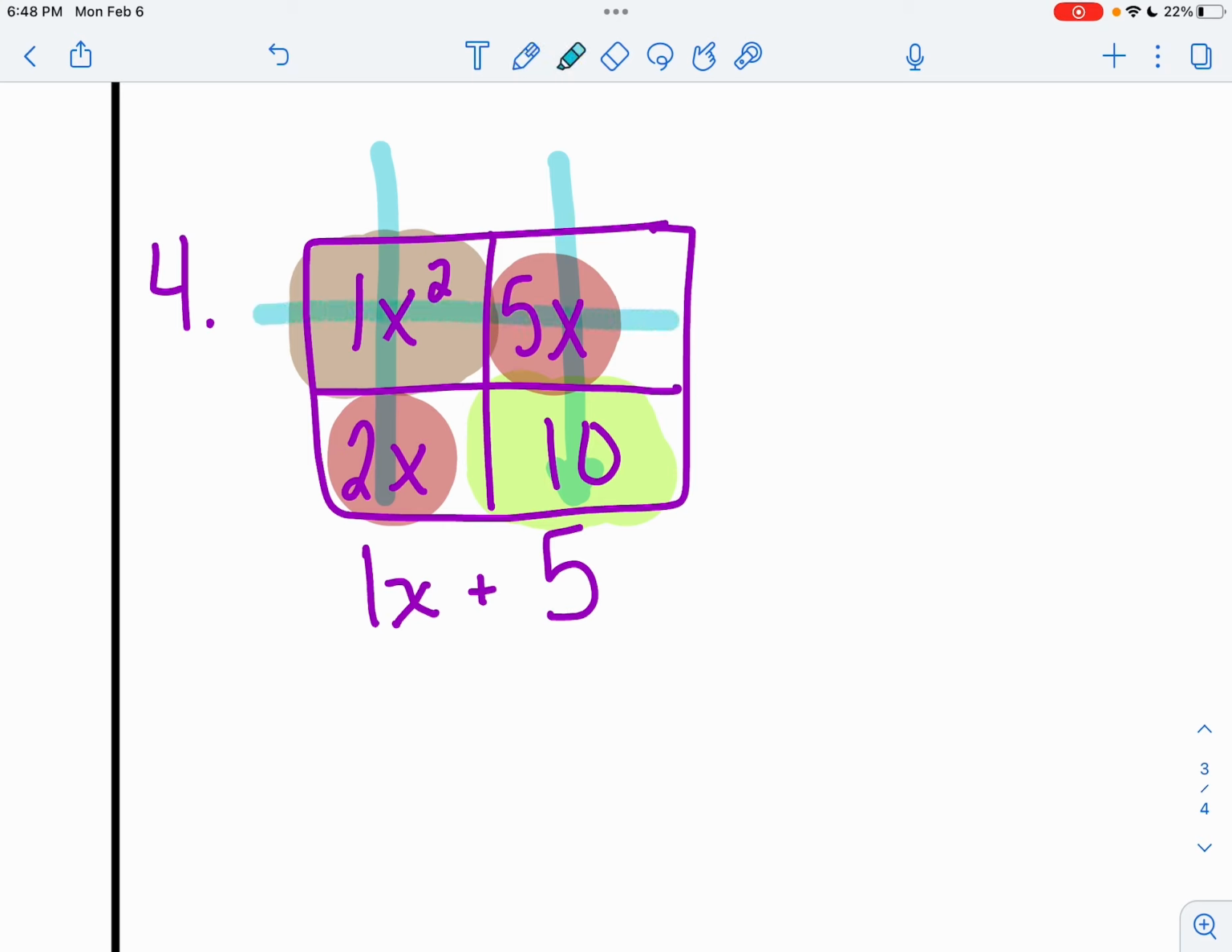What is the GCF of 1x squared and 5x? 1 and x. What's the GCF of 2x and 10? Positive 2.